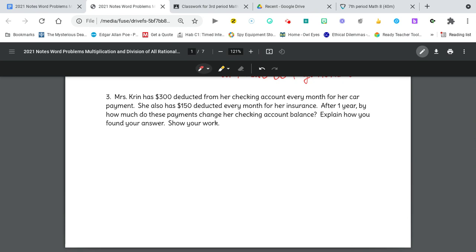All right, 3 says Mrs. Cran has $300 deducted from her checking account every month for her car payment. So $300 deducted means that, let me write this down, $300 deduction means $300 is taken out every month. Okay, so that's for the car payment.